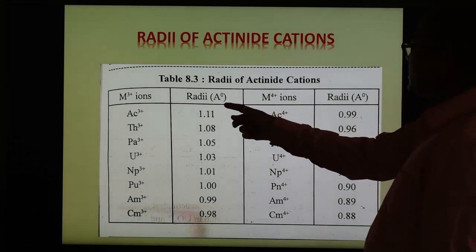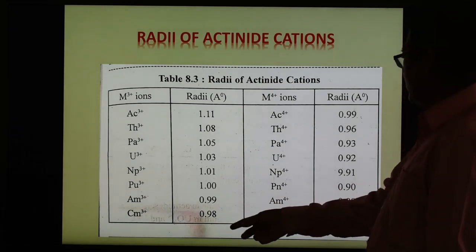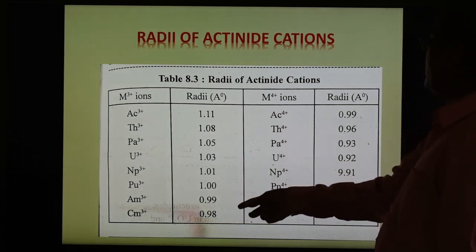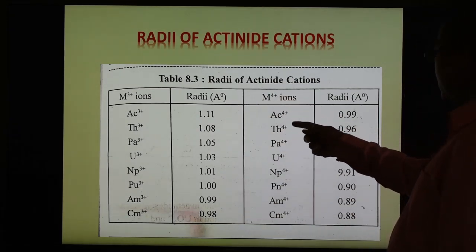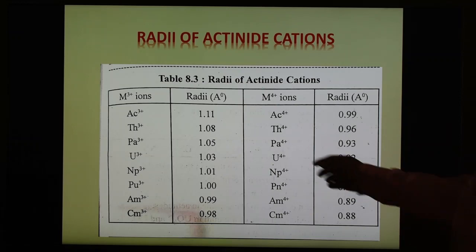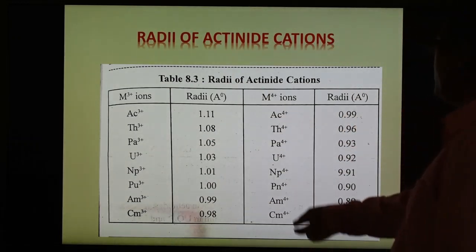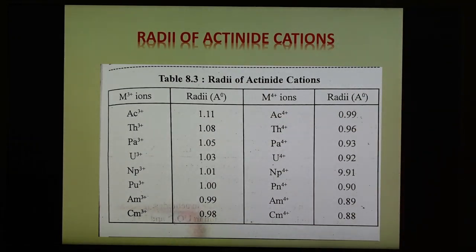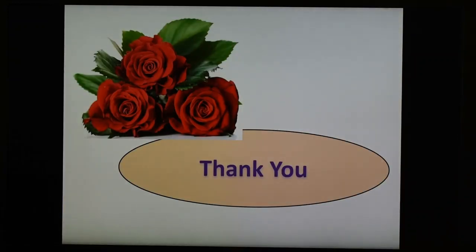Some values are shown here for the decrease in the ionic radii of these actinide cations. You can see the values decrease. This is the radii value, and in case of M4+, these are the elements, and the radii show the decrease. In case of 3+ ions and 4+ ions, the radii values are very close to each other because of the similarity in the properties. So these are the properties of the actinide series.